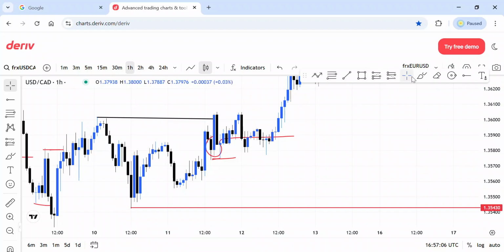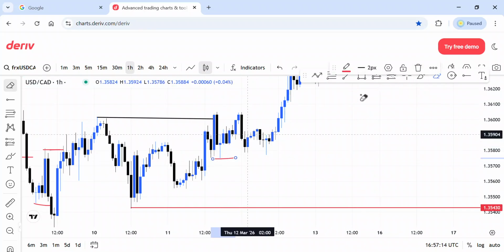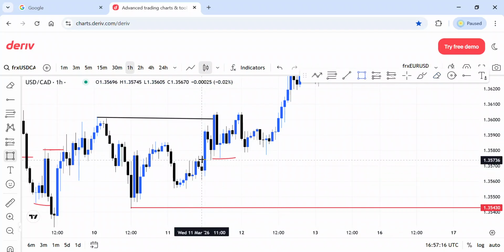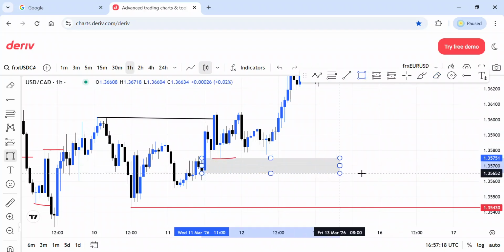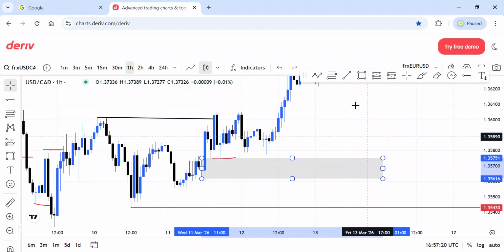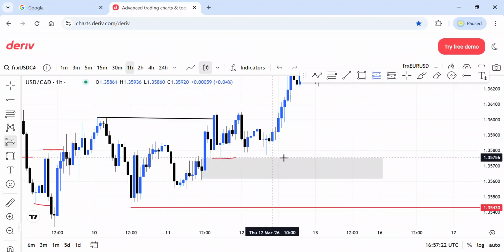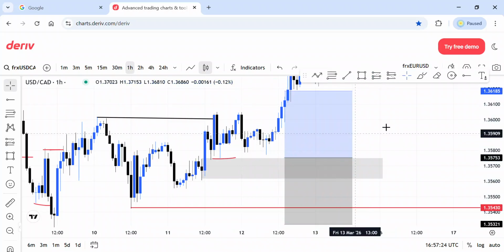Why? I won't buy from there, or probably I might miss the trade. Yes, I would even miss it. Not like I might miss it, because I will not buy from here. I'll definitely be looking for the market to come back to this order block here. Then I'll buy from here. So definitely my entry is going to be below that inducement. My entry is going to be here.